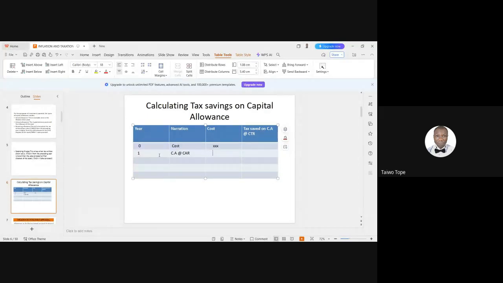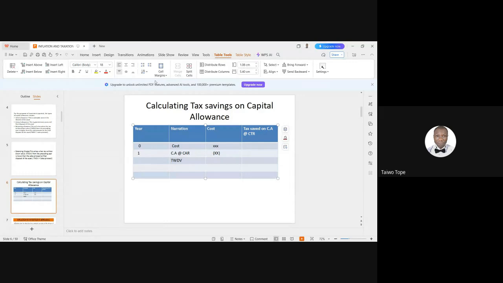So once you have that, you deduct the capital allowance from your cost. This is your cost, this is your depreciation. So what will be the result? I've mentioned tax written down value. It will be the tax written down value, in brackets, please.